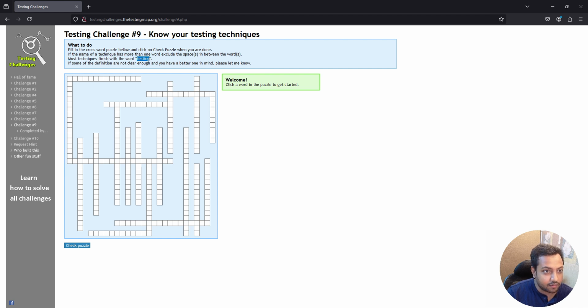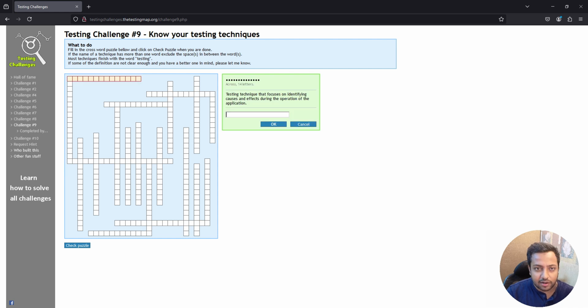This is a hint. If some of the definitions are not clear enough and you have a better one in mind, please let me know. So this is a challenge where you need to see if you know the testing technique names. Whenever you click on it, let's click on the first one, you get a hint like how many letters are there and what exactly this is. So this is nothing but the hint that you will use to guess the testing technique.